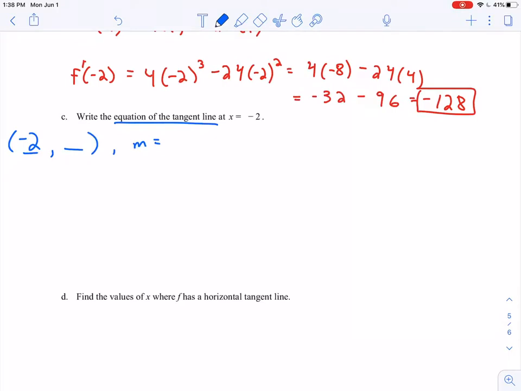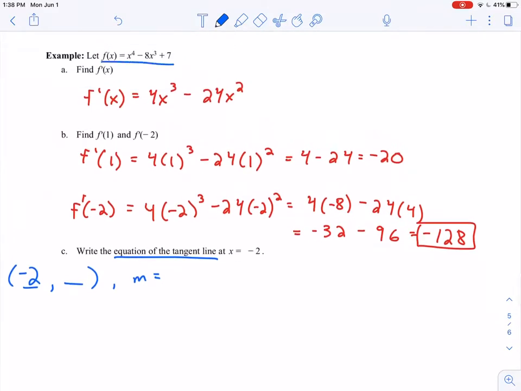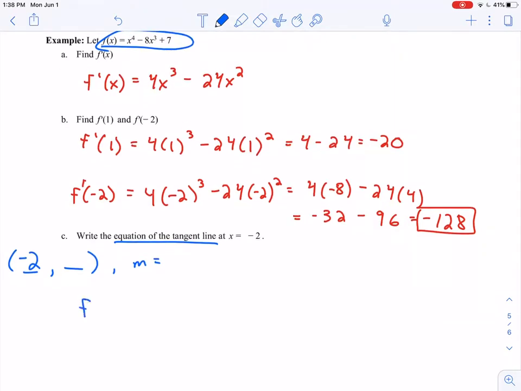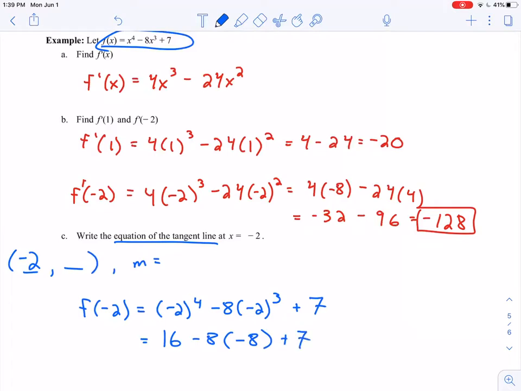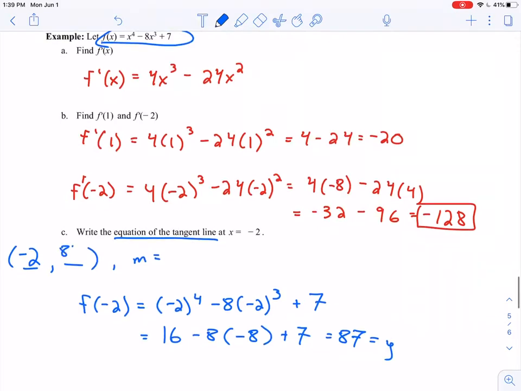You can do these in any order that you'd like. I'm going to go ahead and find my y value first. To find the y value, I'm going to take x equals negative 2 and plug that into my original function. I'm going to take negative 2 and plug that into f of x. So f of negative 2 is equal to negative 2 to the 4th power minus 8 times negative 2 to the 3rd plus 7. Negative 2 to the 4th, I should have a positive 16, minus 8 times, this will be a negative 8, plus 7. So I have 16 plus 64 plus 7 should give me 87 right here. So that is my y value, 87.